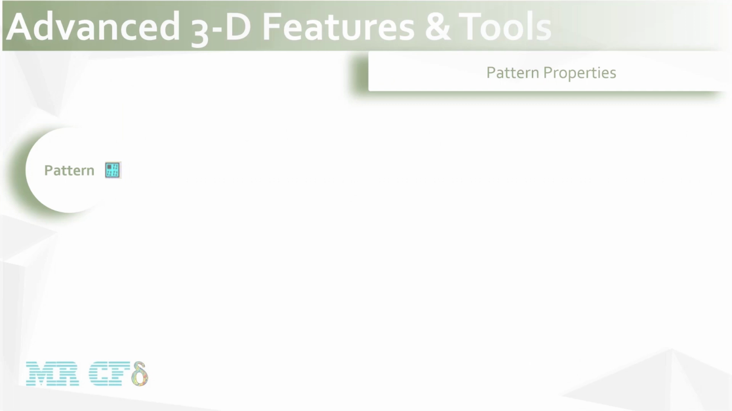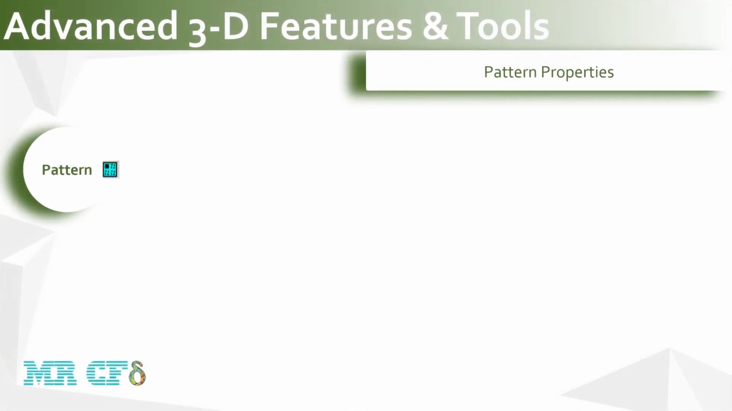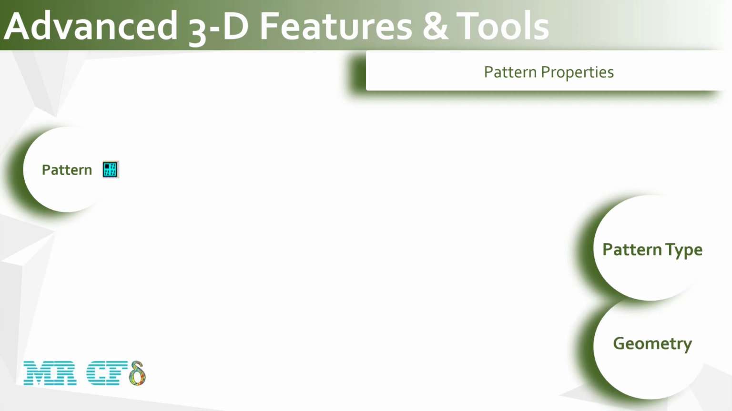The properties of the pattern feature are: pattern type defines either a linear, circular, or rectangular pattern. The default setting is linear. Geometry, an apply and cancel button property that accepts face and body selections.